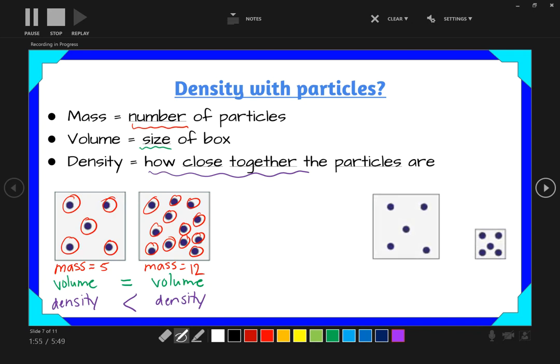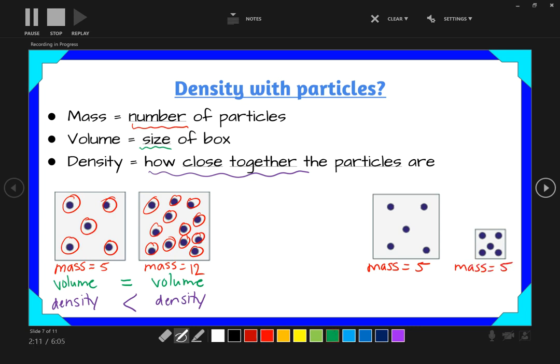Let's take a look at one more that you do not need to write down. All right, so again, we've got box 1 and box 2. Take a look at the mass in box 1. How many particles are there? We have 5. How many particles do we have in the second one?